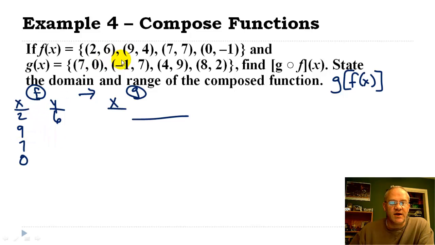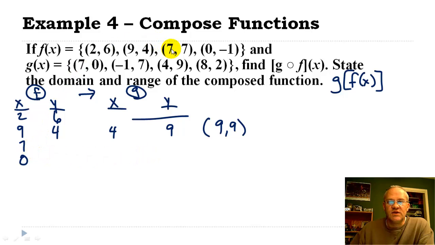Okay, let's go to the next one, 9. What goes with 9 is 4. Now let's see, is there a 4 in the g function? Yes, there is. So we can continue on with 4. What goes with the 4 is 9. So our ordered pair here is the first x and the last y: 9, 9.